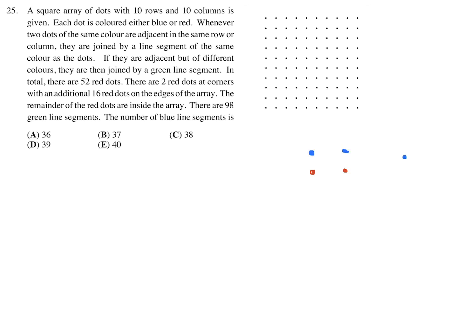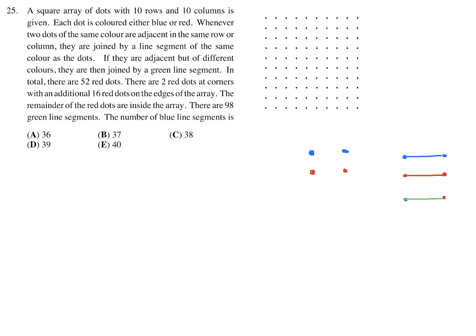Let's say you have 2 dots, they're the same color. They're joined by a line of the same color, okay? And similarly, if you have 2 dots that are red, they'd be joined by a red line, like that, on that array, on that grid. But what if you have 2 dots that are different color? You have a blue dot and you have a red dot. Then it would be joined by a green line segment, like that. And that's what they're saying.